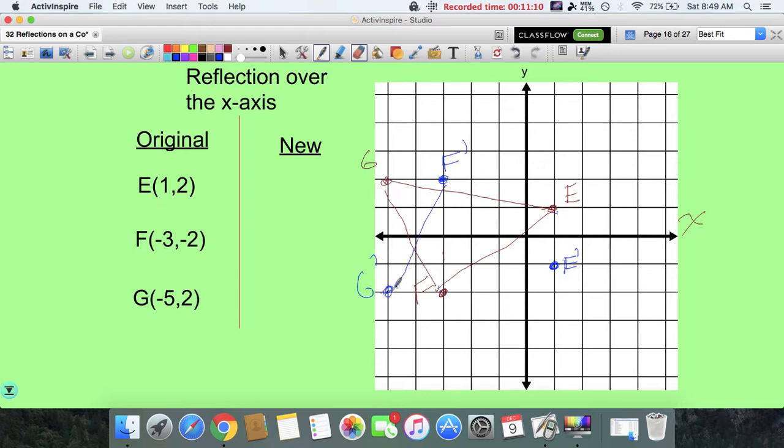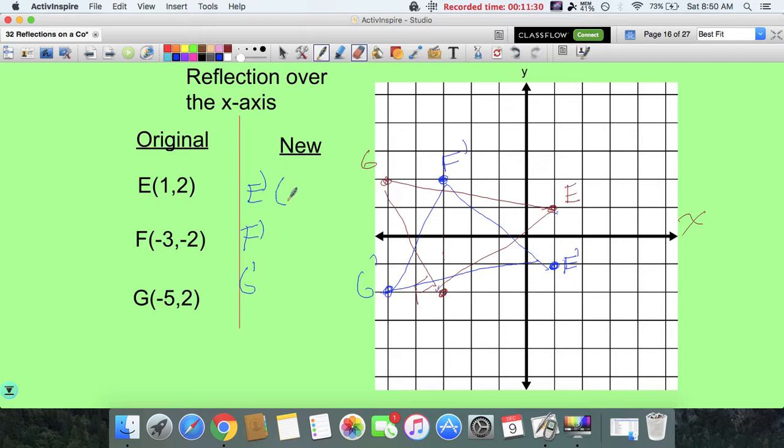That's it. So, change. Same triangle again. Each point jumped over the x-axis. So it doesn't matter what side of the x-axis you are on. If you're on one side, you're going to end up on the other side. So E, F, G, E prime, F prime, G prime.